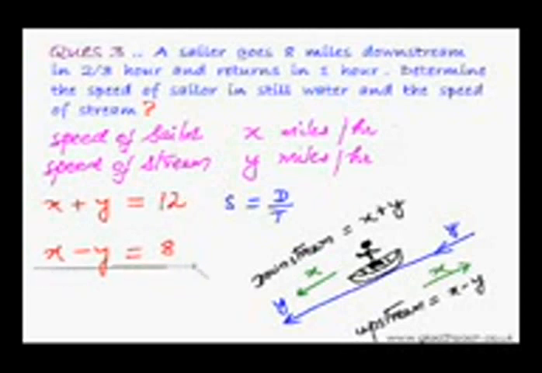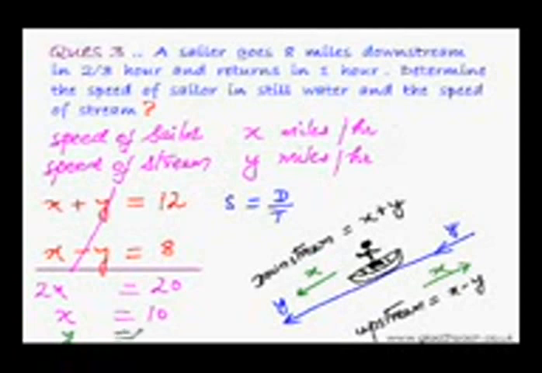Now we can easily solve this equation. Plus y and minus y, they cancel each other out. x plus x would be 2x, and 12 plus 8 is 20. So that means x would be equal to 20 divided by 2, that is 10. And y would be equal to, put this 10 here, so y equals 12 minus 10, that is 2. Question solved. Speed of the sailor in still water is 10 miles per hour and the speed of the stream is 2 miles per hour.